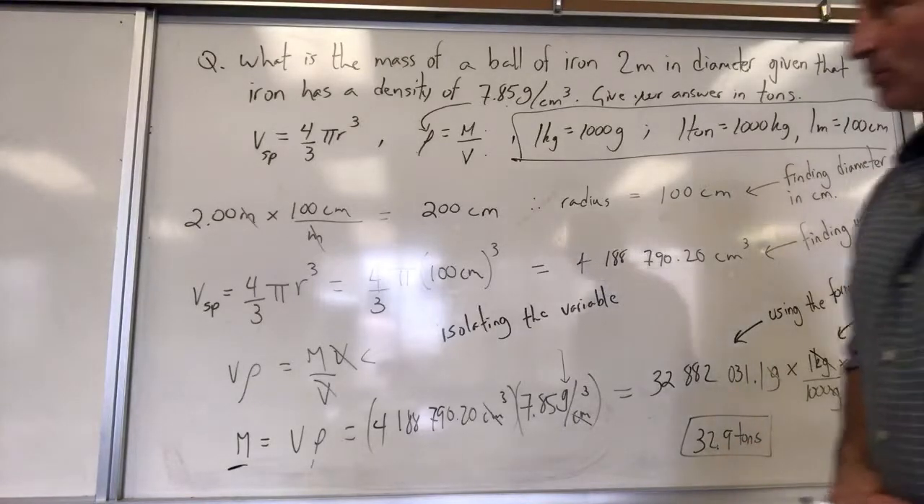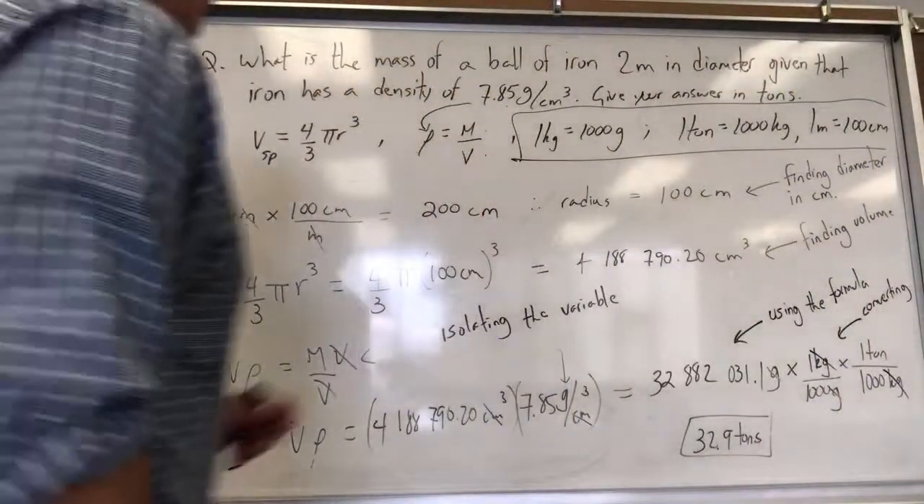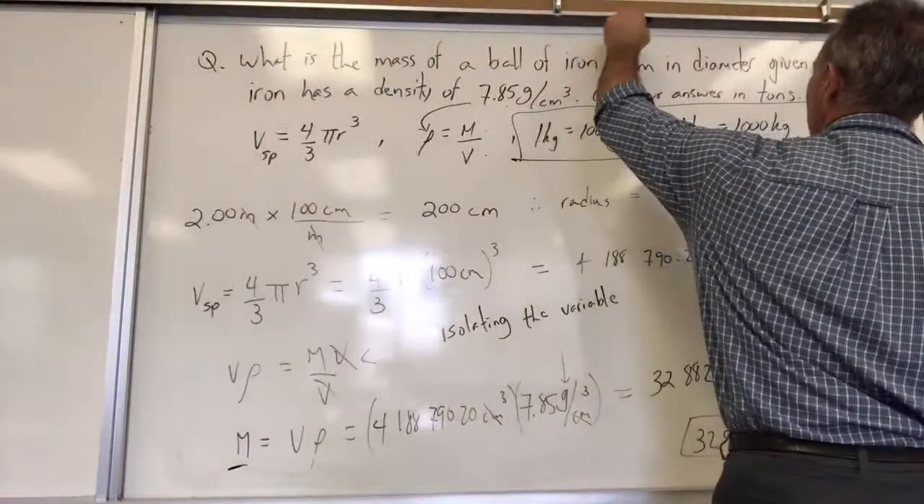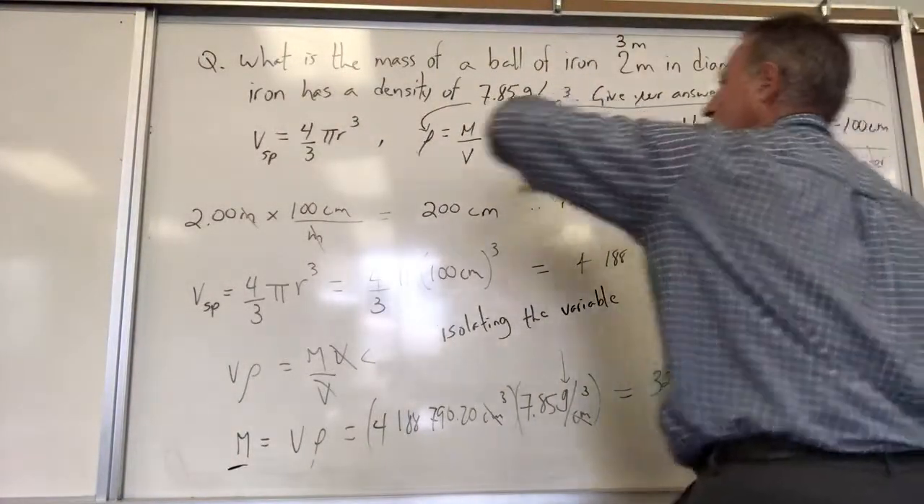Now, if you were to do the same calculation, except now the ball is 3 meters in diameter and it's made of aluminum.